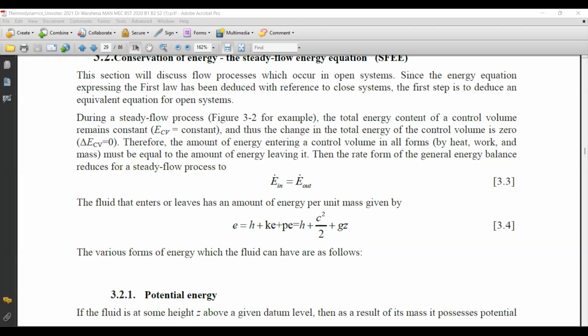So we can actually formulate that flow work for 1 kilogram of flow, unit mass flow, is pressure times specific volume. Pressure times specific volume, PV. So I just type this. So this is upstream, this is downstream.